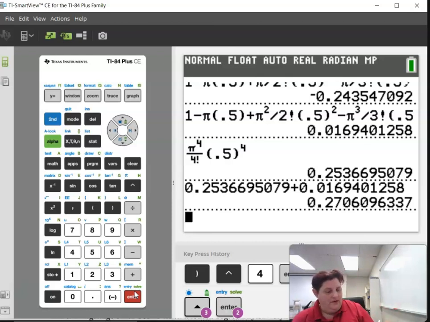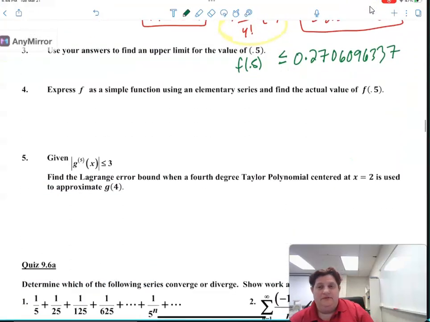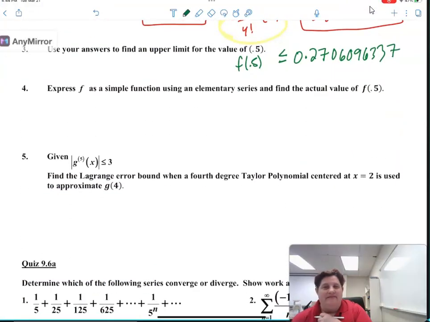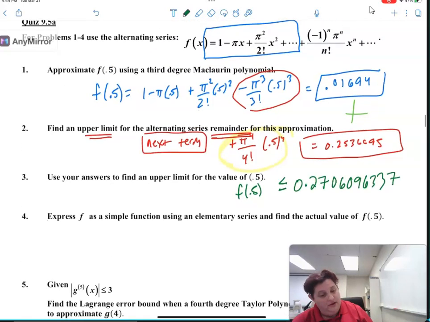Oh, okay, cool. All right. So I know f of 0.5 is somewhere less than or equal to that. All right, express f as a simple function using an elementary series and find the actual value.